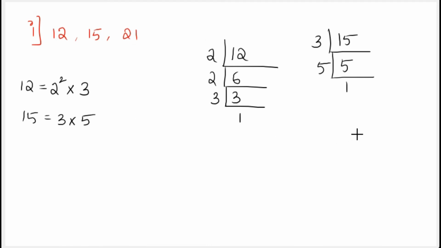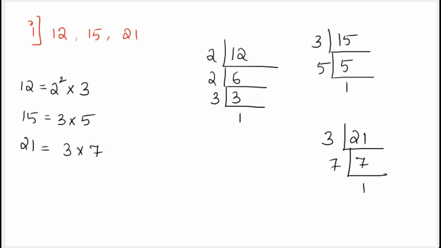Next 21, 3 7s are 21, 7 1s are 7. So 21 equals 3 multiplied by 7. Next we need to find HCF and LCM. First हम लोग HCF निकालते हैं. HCF will be common primes raised to their lowest power.